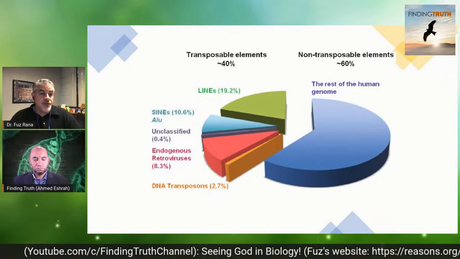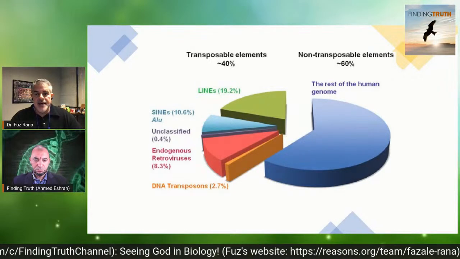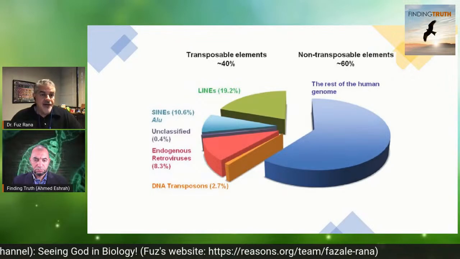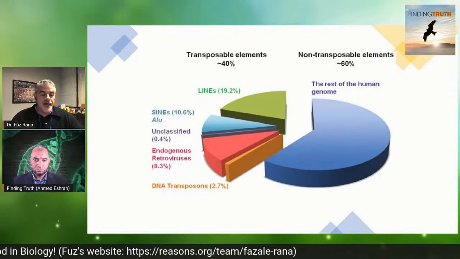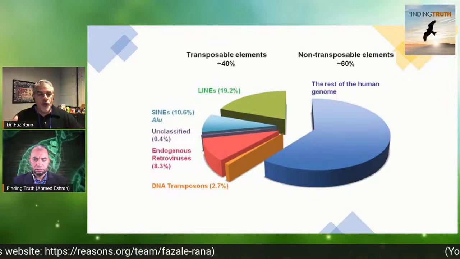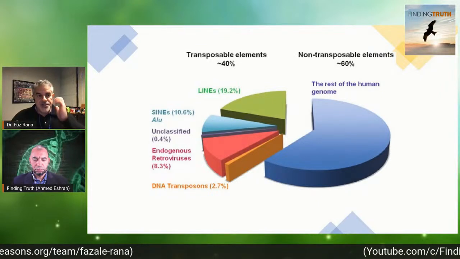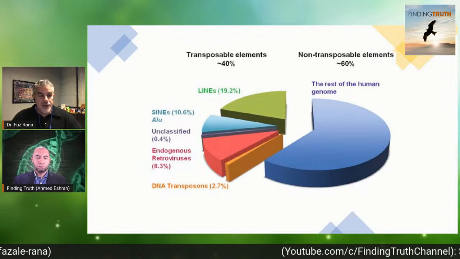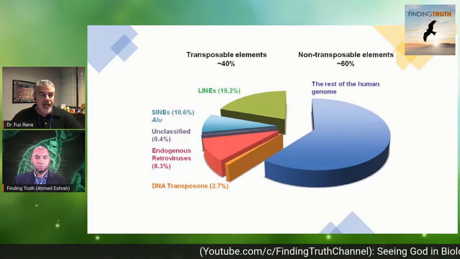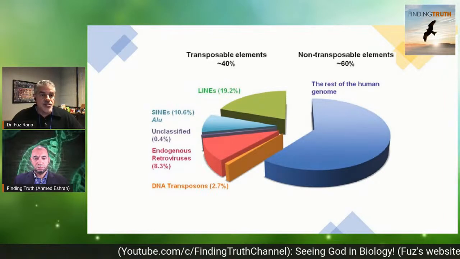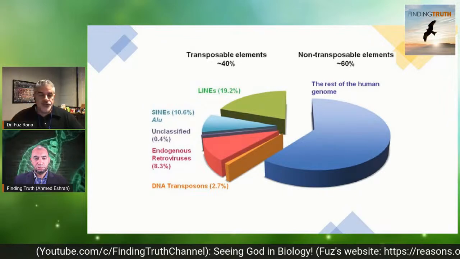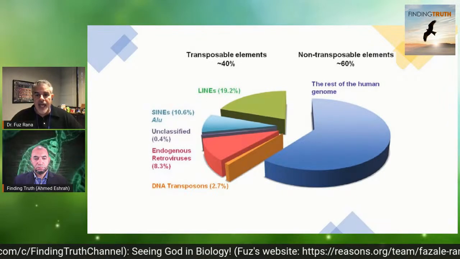And these are believed by many biologists to be the leftover remnants of retroviral infections, where the retroviral DNA has been incorporated into, in this case, the human genome, and is now retained in the human genome as a history or a vestige of, again, retroviral infections.